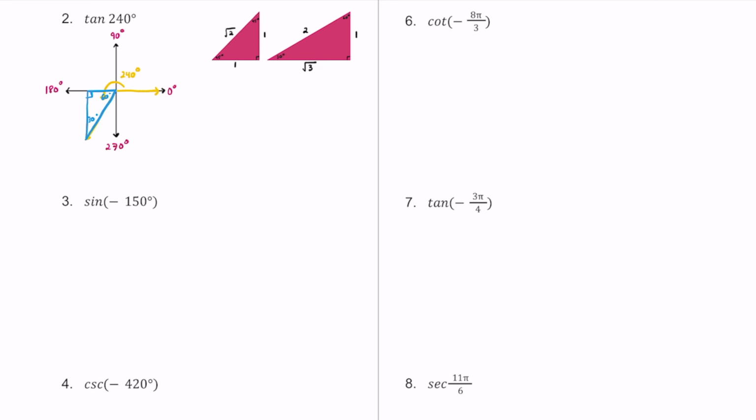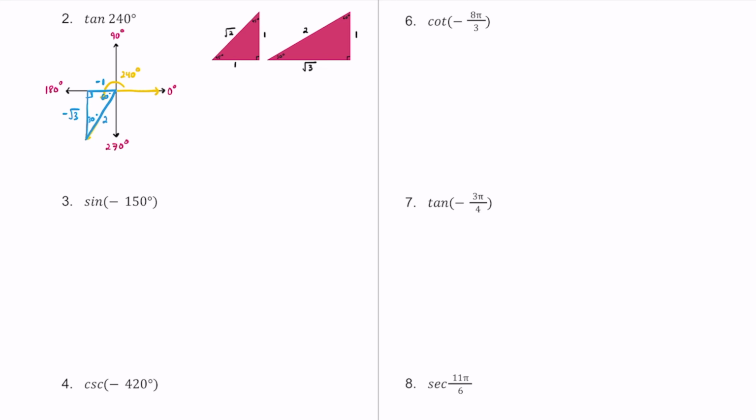So if we're in quadrant 3, we have to have negative, negative for the x and y value. So this will actually be a -1. This would be a negative root 3, right? Because we're going down in this quadrant, and then we should have a positive 2. The hypotenuse is always positive, okay?